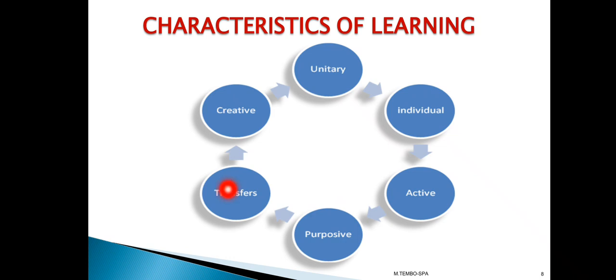This is number 5. So the fifth feature is that learning is transferable. What do I mean? What you learn in one context can be used in another context. You learned how to count in mathematics, primary school. 1, 2, 3, 4, 5, 6, 7, 8, 9, 10. When you go to the ward, you are able to count patients. You are able to count drugs. You are able to do those mathematics that you learned, but you are doing them in a different context. Why? Because learning is transferable.